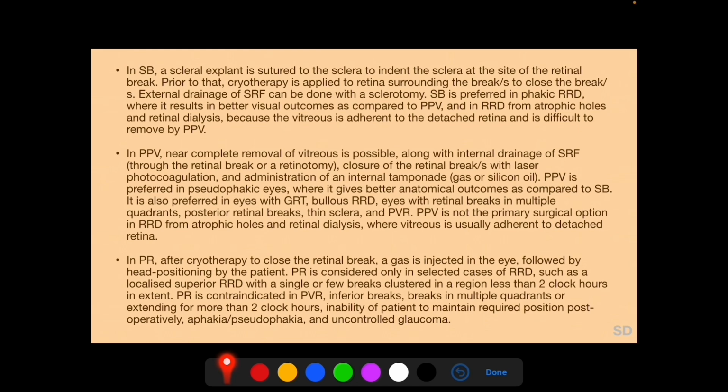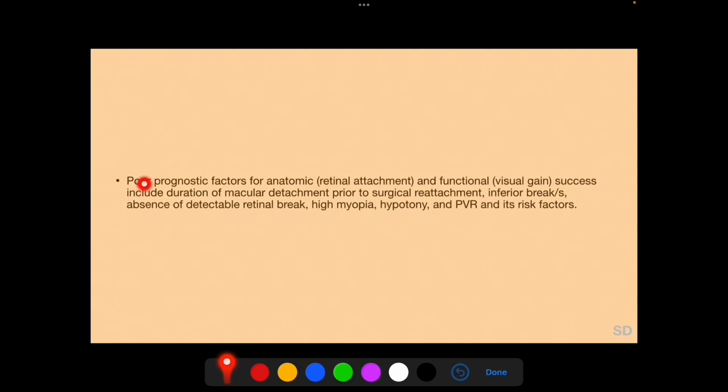PR is contraindicated in proliferative vitreoretinopathy, inferior breaks, breaks in multiple quadrants or extending for more than 2 clock hours, inability of patient to maintain required position post-operatively, aphakia or pseudophakia, and uncontrolled glaucoma. Poor prognostic factors for anatomic and functional success of surgery for RRD include duration of macular detachment prior to surgical reattachment, inferior breaks, absence of detectable retinal breaks, high myopia, hypotony, and proliferative vitreoretinopathy and its risk factors.